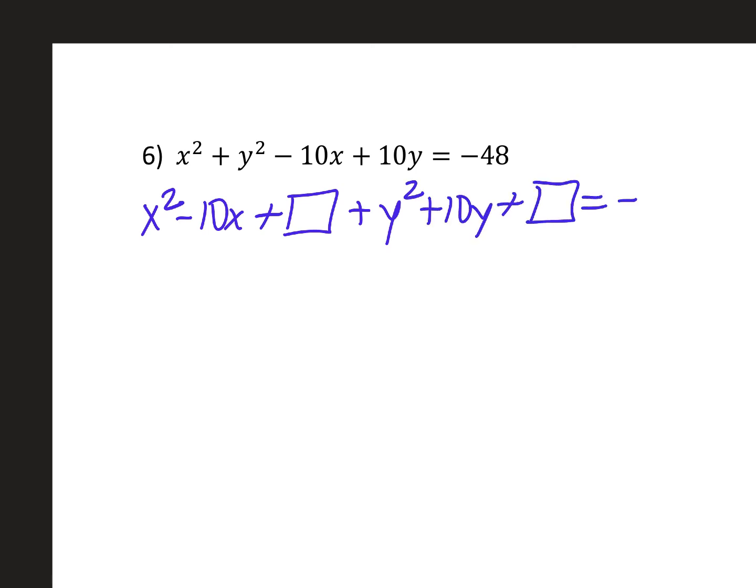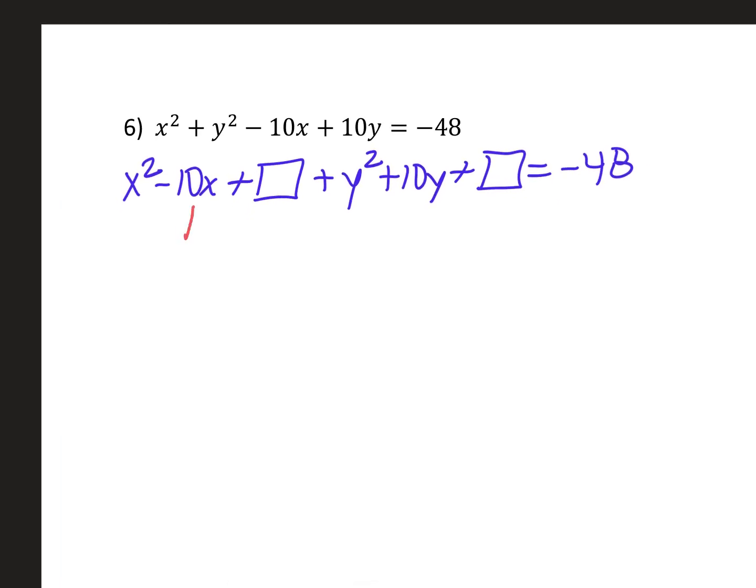Do I have to do anything with that -48? Nope, it's already moved over for us, so great. So -10 divided by 2 is -5, correct? So my binomial is x minus 5 squared. The reason it's -5 is because that's a -5. And then when I square -5, I get +25.